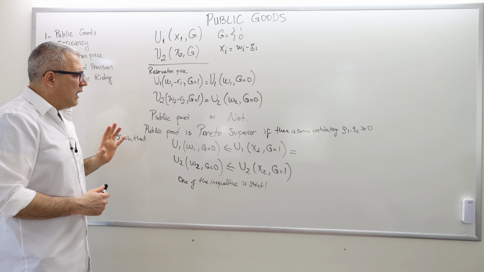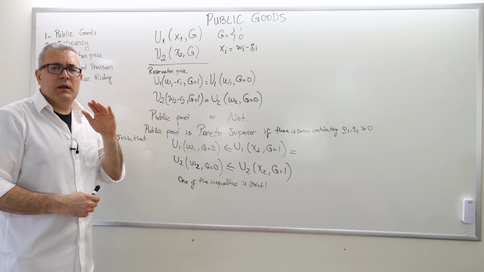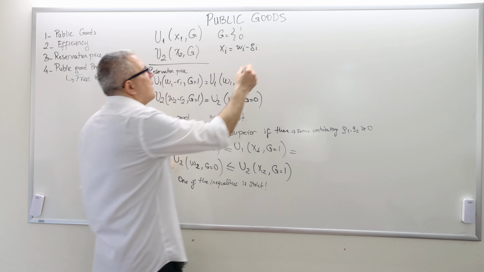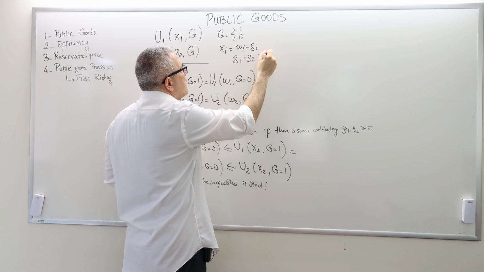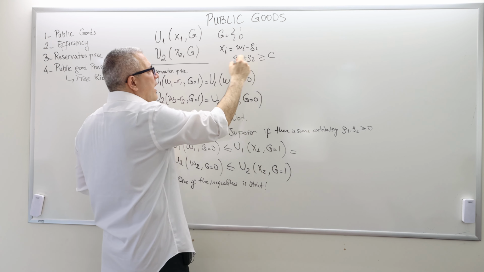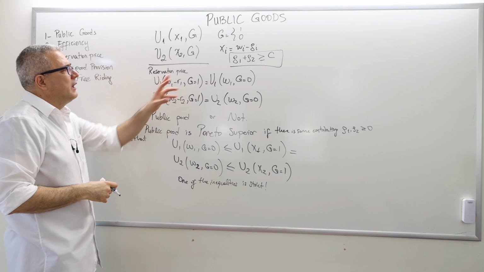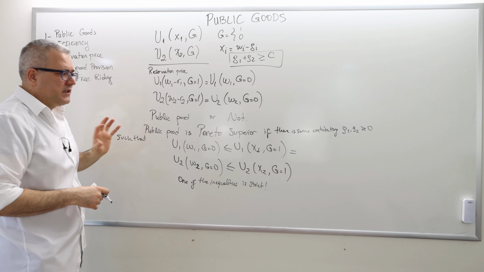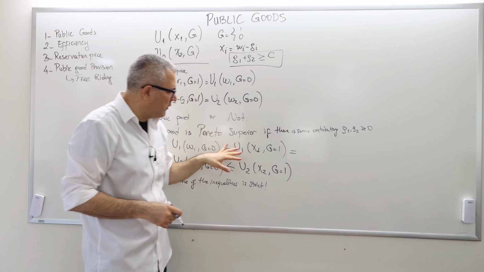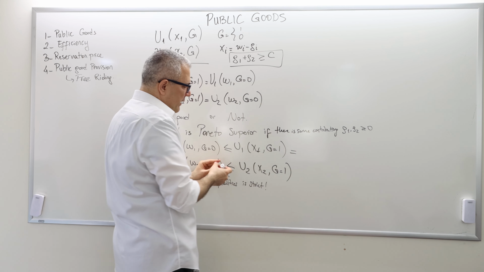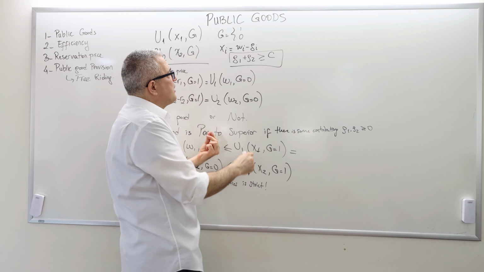So the reservation price and the cost of implementing the public good. Remember, G1 plus G2 greater than or equal to C is when the public good should be built, otherwise it shouldn't be. So I'm going to relate C and the reservation prices to this statement. How do I do that? Well, first of all, look at the right-hand side of these two inequalities. Here I just use the budget constraint.